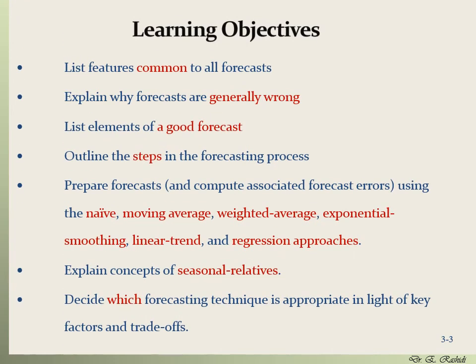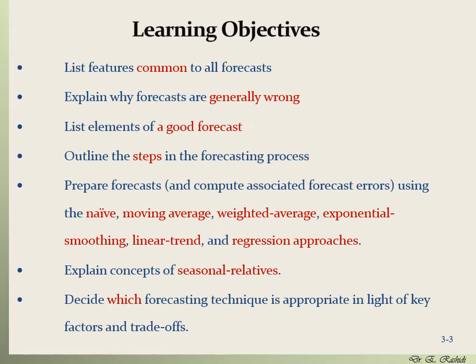The learning objectives for this chapter are to learn about forecasting in general, its definition, and also the common features of all forecasting. We're going to learn about why forecasts are generally wrong, and what does it mean? Should we throw them away? Of course not. We're going to use them. But how should we fix that? Or how much can we actually fix that? We're also going to learn about the characteristics and elements of a good forecasting method, and also about the forecasting process and its steps.